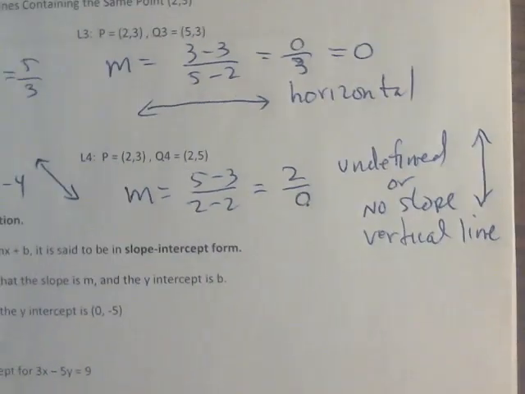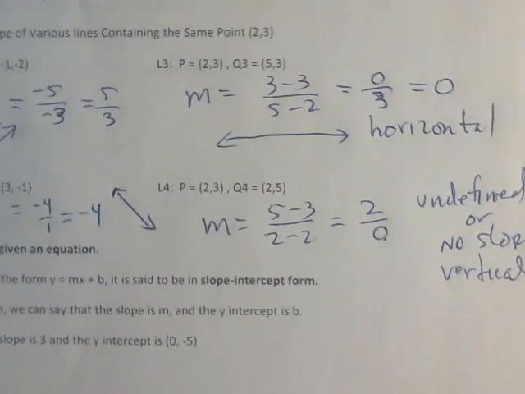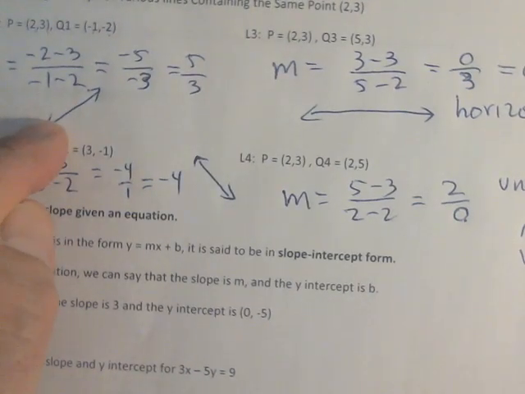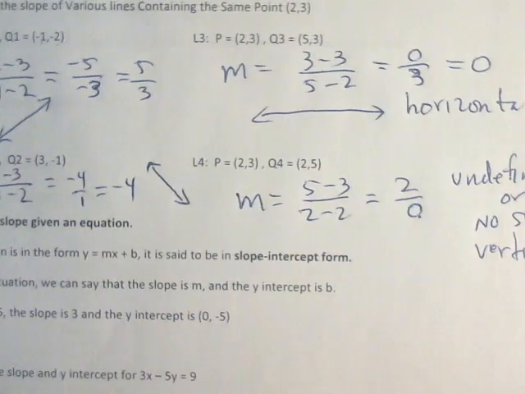So those are your 4 types of slopes, and really your lines can only be positive. They can either go uphill, downhill, horizontal, or vertical.